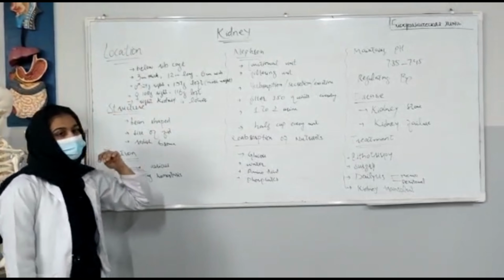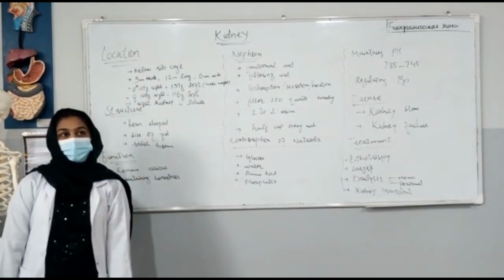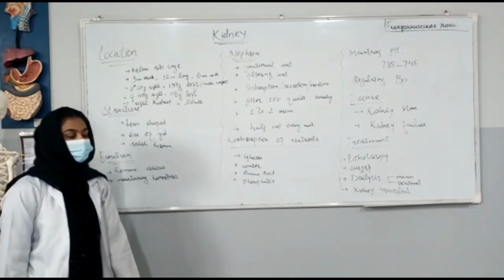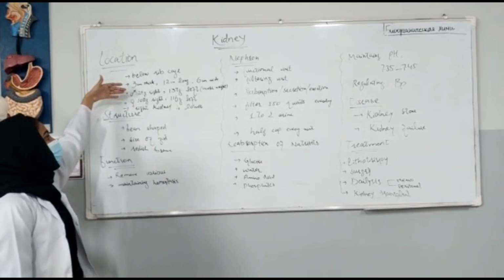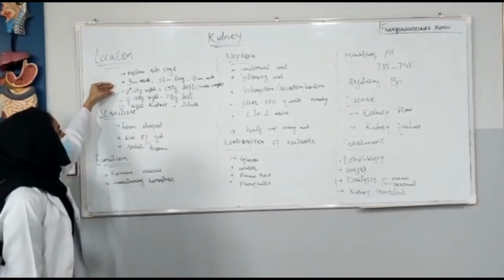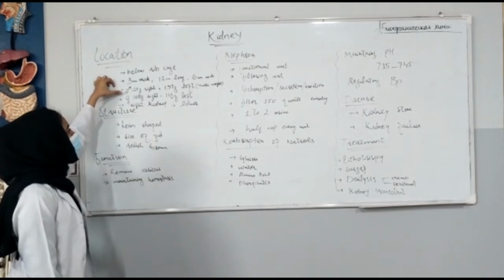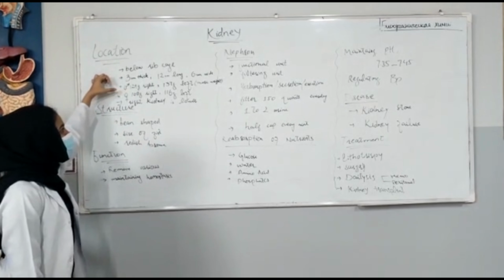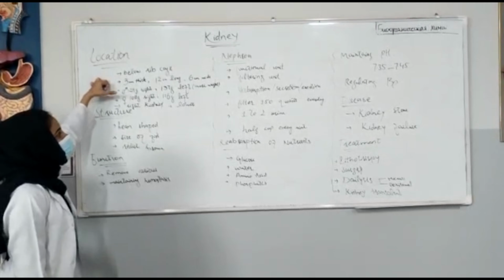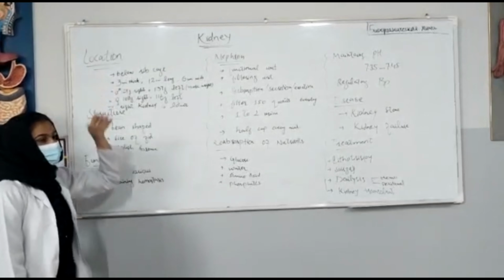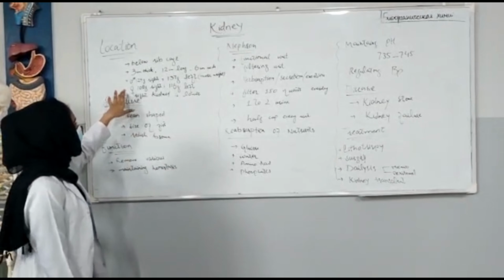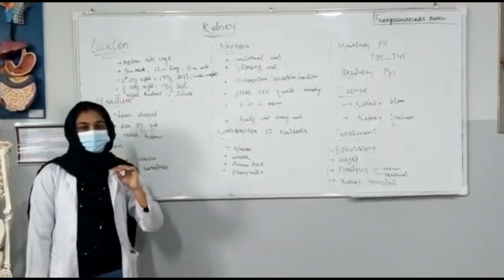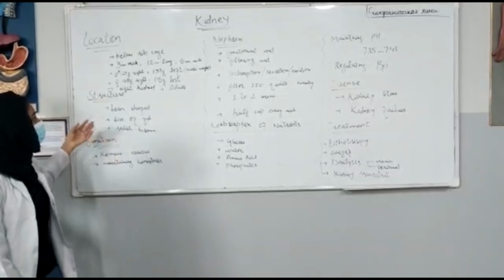The right kidney is lower than the left one because of the presence of liver. It is 3 cm thick, 12 cm long, and 6 cm wide. In males, it is about 129 gram for right kidney and 137 gram for left kidney. The left kidney is heavier than the right kidney. In females, it is 108 gram for right kidney and 116 gram for left kidney.